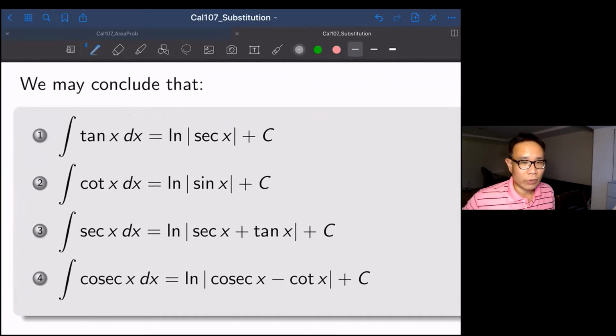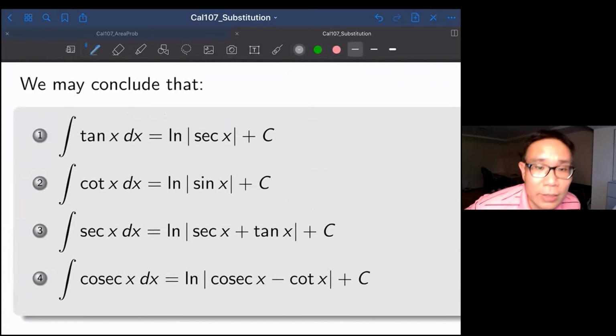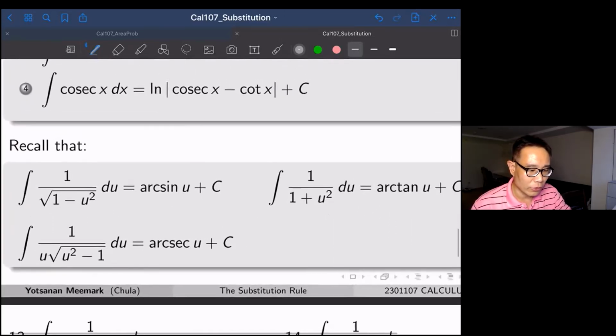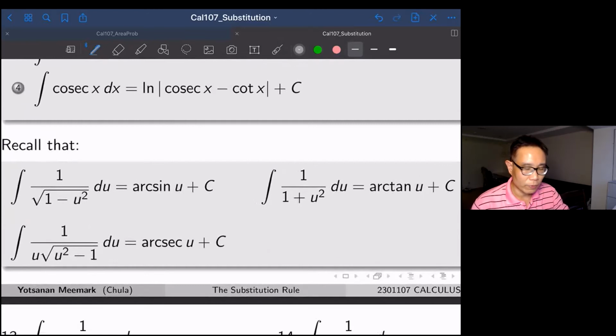So in this case, I'm going to conclude that you can just memorize these: integrate tan equals log absolute sec, integrate cot is log absolute sin, integrate sec is log absolute sec plus tan, and integrate cosec is log absolute cosec minus cotan x plus c. So this will be another 4 formulas for integrals of trigonometric functions.